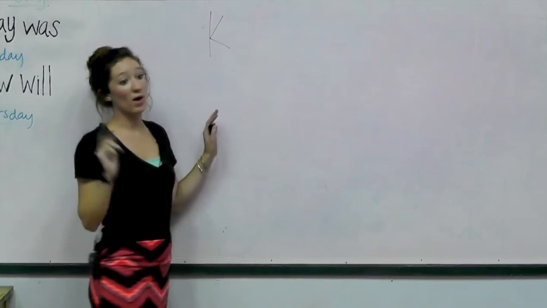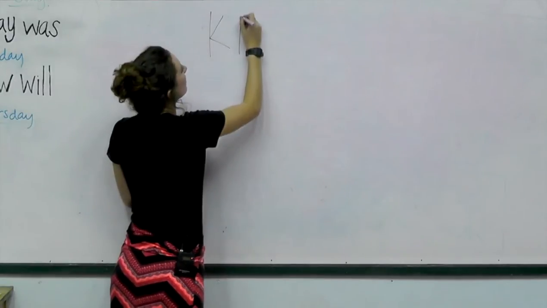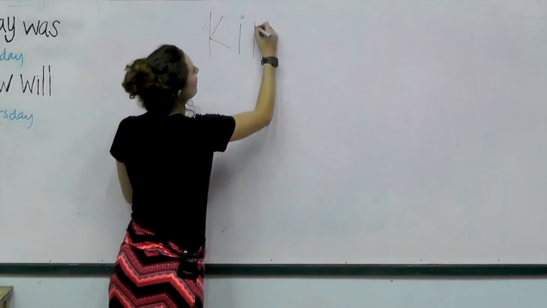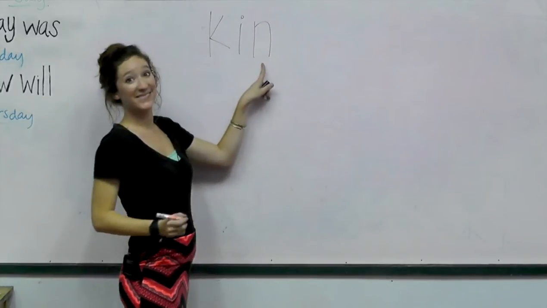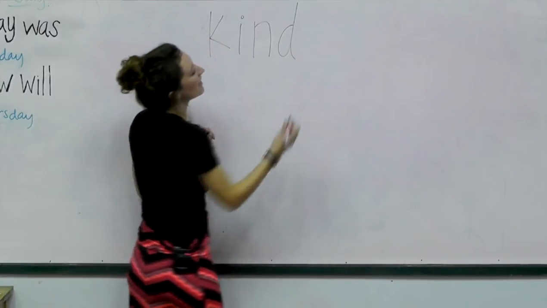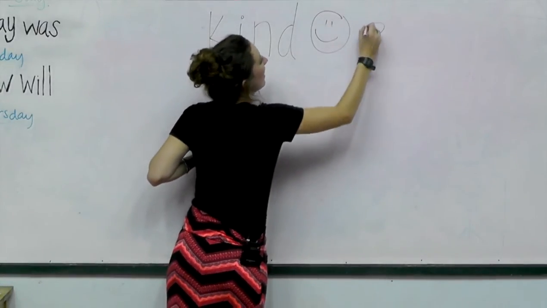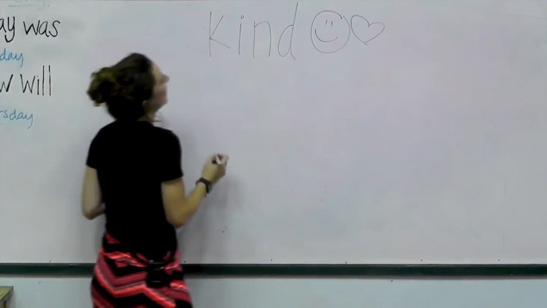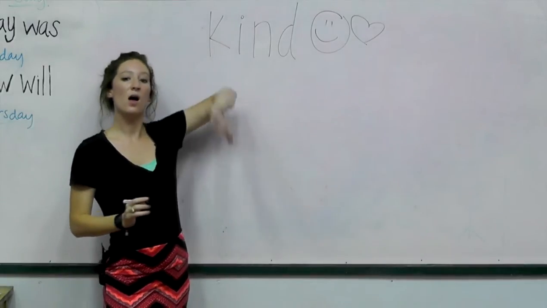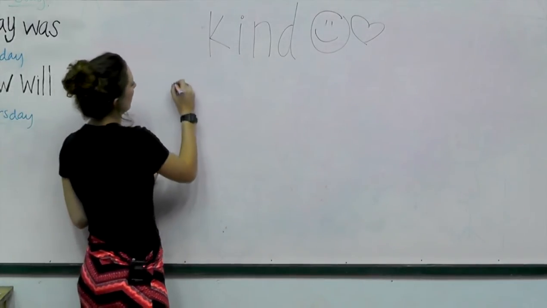We already did this one, remember? K. I. N. D. Kind, right? Kind. We like kind. So when it's not kind, unkind. This is how we spell unkind.